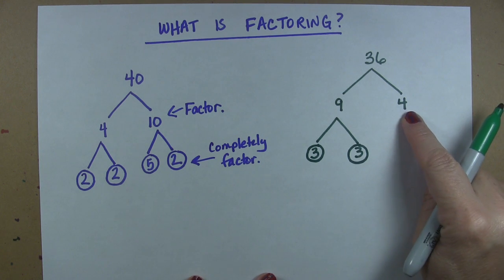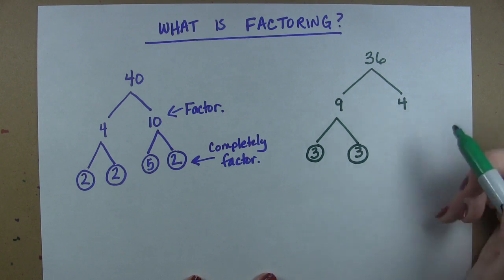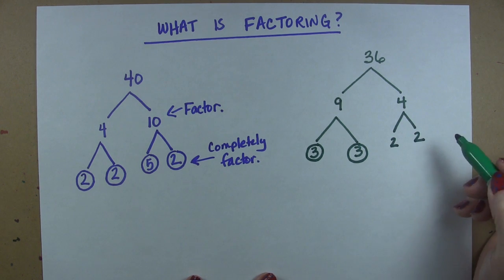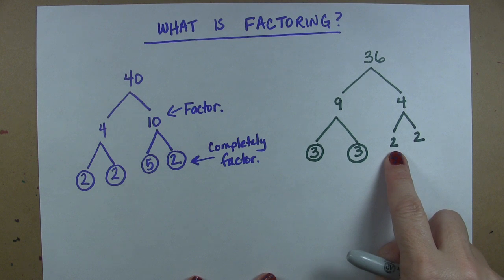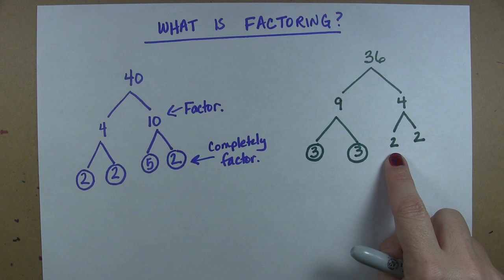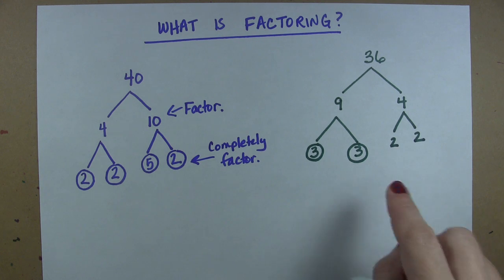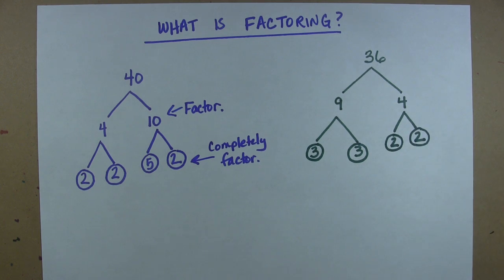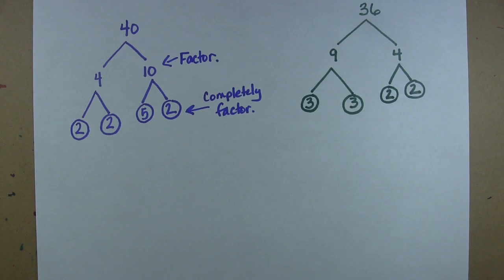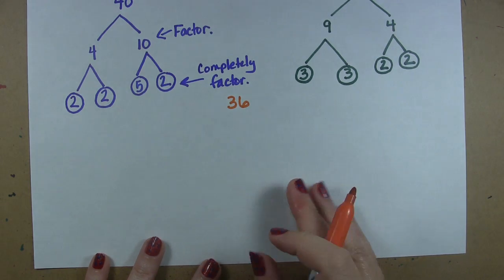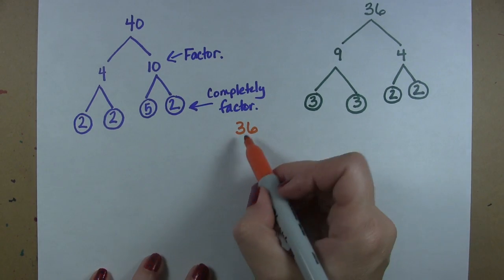Let's work this side. Can I break 4 down? Yes, I can. I can say 2 and 2. Can I break 2 down anymore? No, I cannot, because the only two numbers that multiply together to make 2 are 2 and 1. So I'm done. And so I can circle that. Now, I'm going to redo this factoring of 36 to show you that even if you choose a different way to factor it, you will get the same thing.